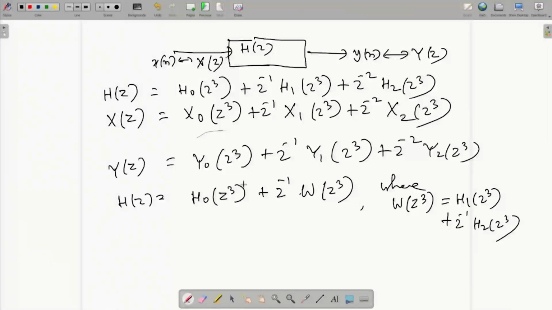Now, one thing, I have been having this bracket z to the power 3 coming everywhere, and it is kind of making things very congested. So, for the time being I might just drop it. I might call it H0, W, Y0. H0 means H0 as a function of z to the power 3, W means W as a function of z to the power 3, Y0 means Y0 as a function of z to the power 3. Because every time if I write H0 then bracket z to the power 3, W bracket z to the power 3, it will become very clumsy. So, taking your permission, I will just drop this. So, I will just write H0 plus Z inverse W, which is this. All right.